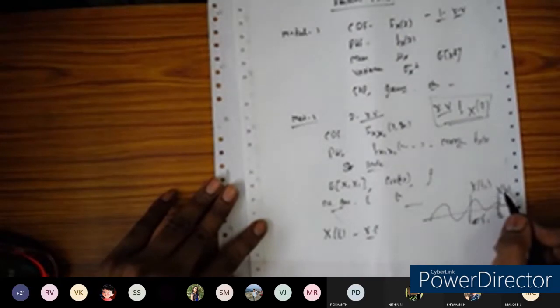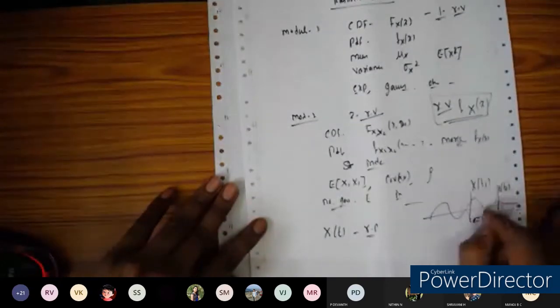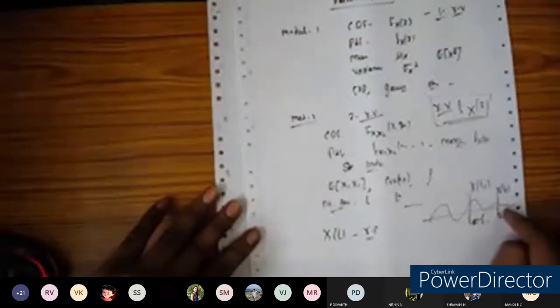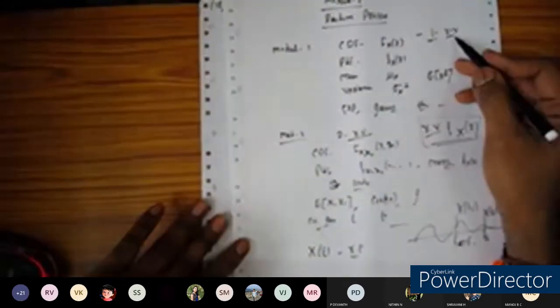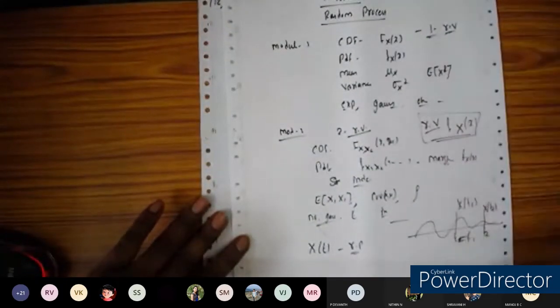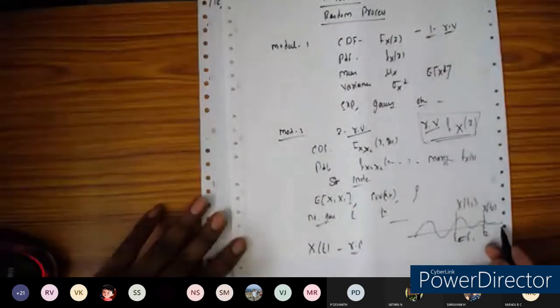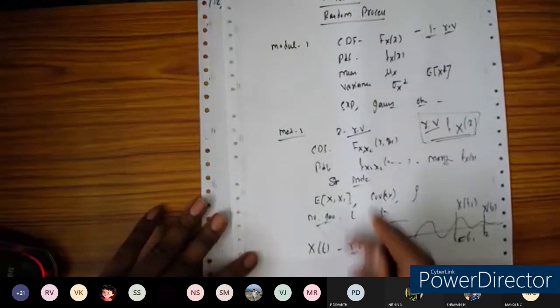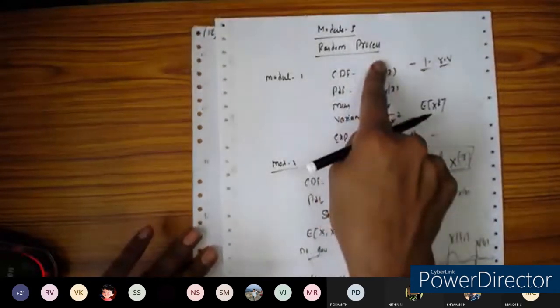So a random process is nothing but a function of time t. It is a time varying function, and we are going to assign some real number to the outcome of the experiment here. Here also we are going to assign a real number to the outcome of the experiment. The only difference between these two is that it's a time varying component. That one you are going to call a random process. That's it, nothing else here.